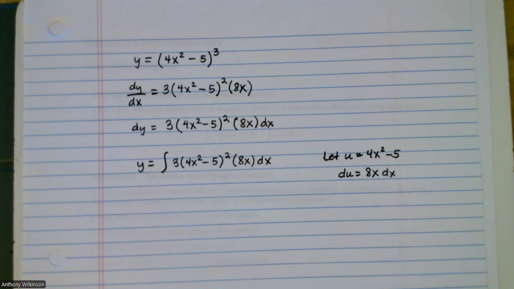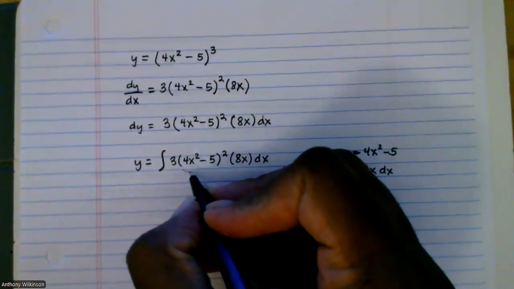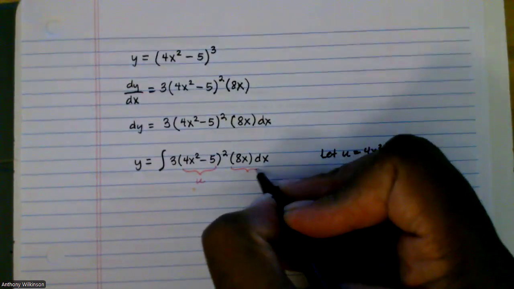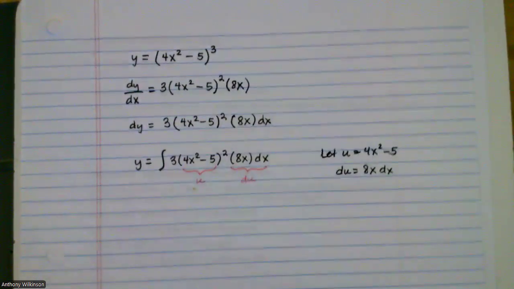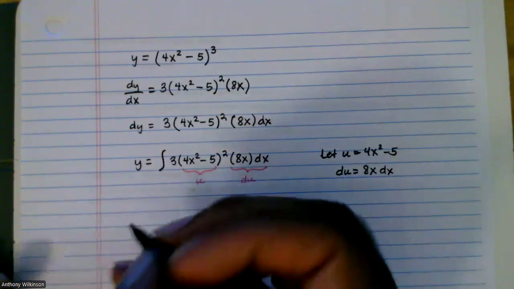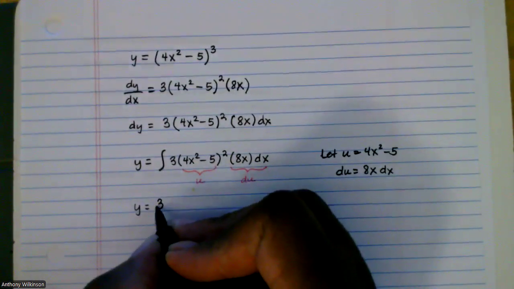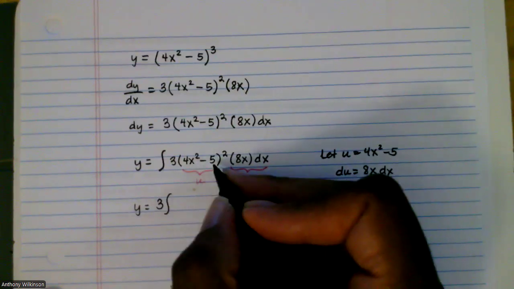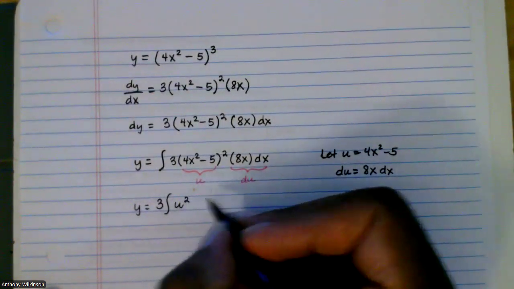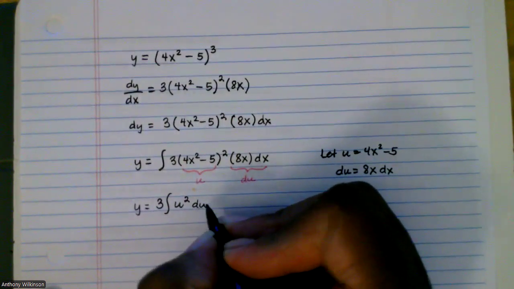And then we use an appropriate substitution. We can do the substitution here. So in this case, this 4x squared minus 5, that's going to be our u. And then I got 8x dx, that's this part right here. That's going to be du. And since that 3 is a constant, I can pull the constant out in front of the integral symbol. So it'll be 3 times the integral of, now the 4x squared minus 5, that's going to be u, so it'll be u squared. And then the 8x dx will just be du.